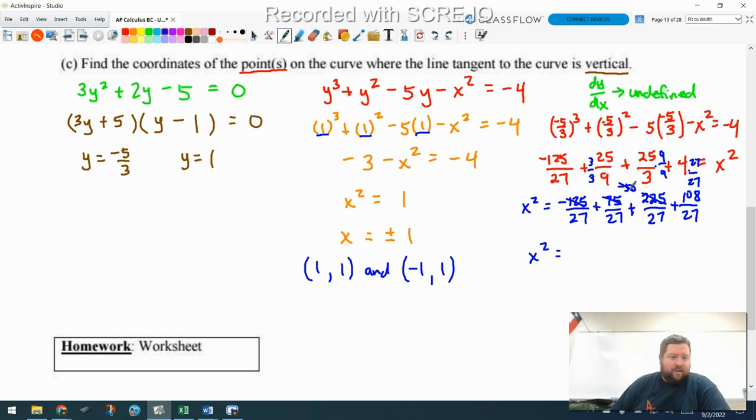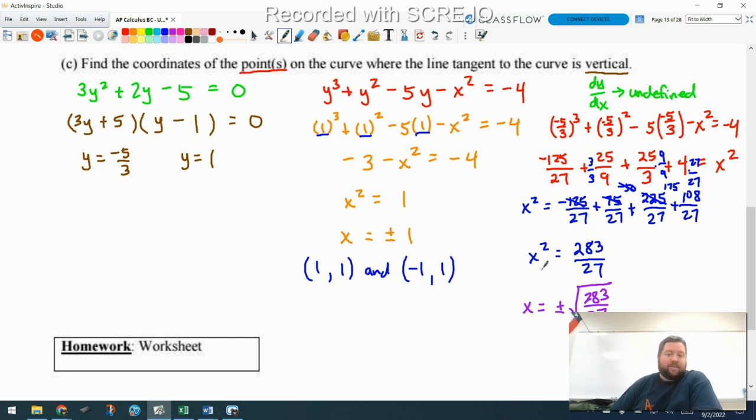Okay, so I had -125 plus 75 is -50. And then 225 minus 50 is 175. 175 plus 108 is 283 divided by 27. All right, so now we need to square root, and we get x is equal to plus or minus the square root of 283 over 27. I'm not concerned about us simplifying that any further.